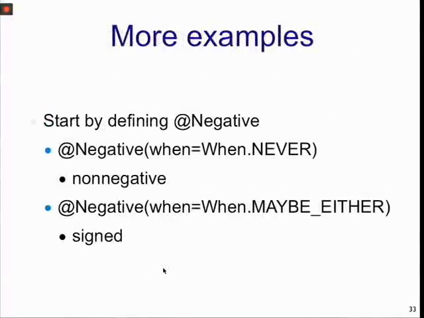Let me give you another example, negative numbers. Once again, whenever you have one of these type qualifiers, you often find yourself asking what your building block is. Let's assume we start with the building block of negative. In that case, negative when equals always, never is non-negative, and non-negative when equals maybe either is signed.